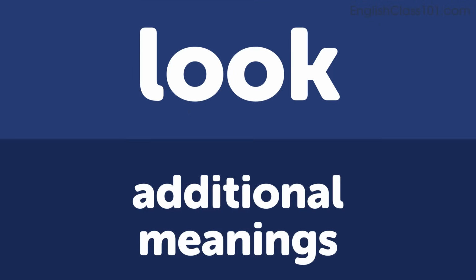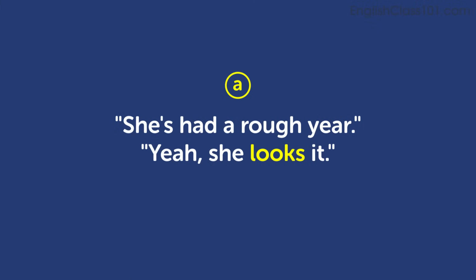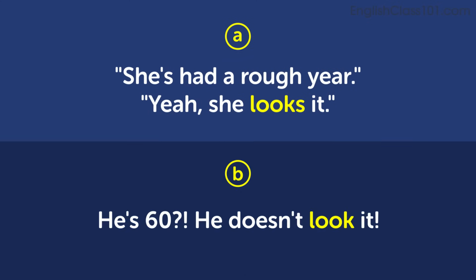So let's check out some of the additional meanings of the verb look. First, to appear in accordance with. Here are some examples. She's had a rough year. Yeah, she looks it. Burn. Second example, he's 60? He doesn't look it.